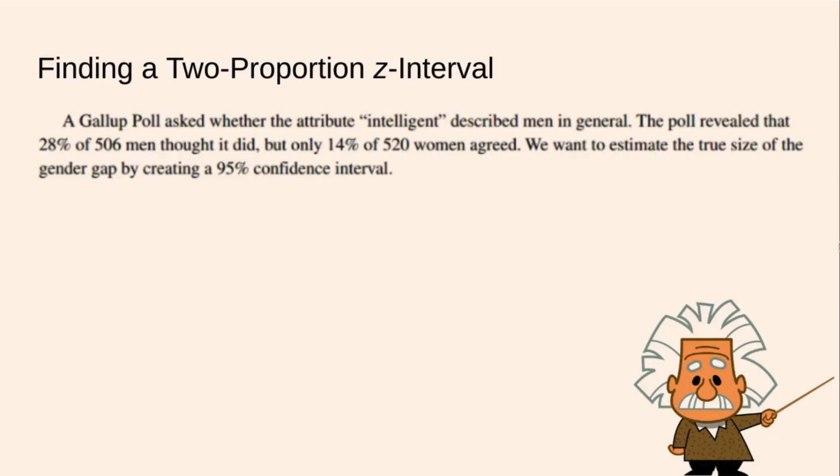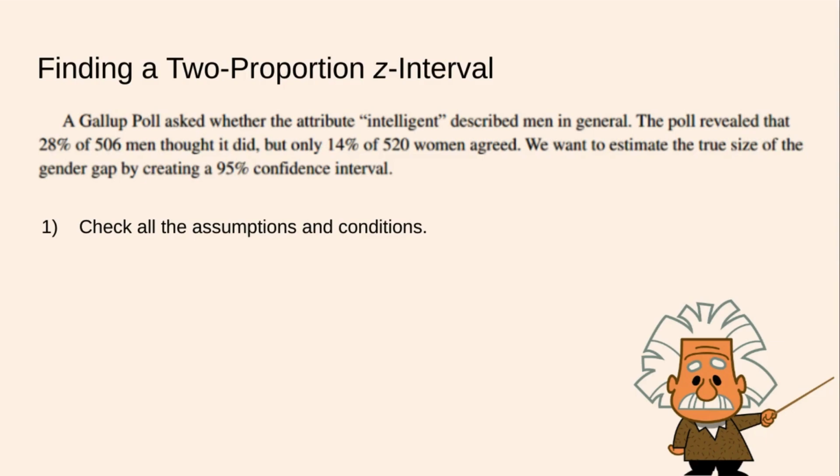All right. So let's find a 2-proportion Z interval using the more conventional method of the graphing calculator. A Gallup poll asked whether the attribute intelligent described men in general. The poll revealed that 28% of 506 men thought it did, but only 14% of 520 women agreed. We want to estimate the true size of the gender gap by creating a 95% confidence interval. So here's how we shall do it.